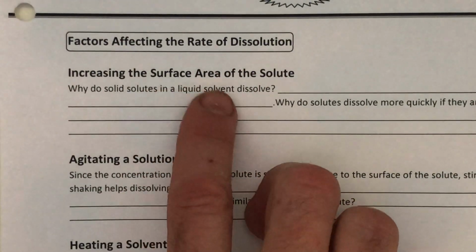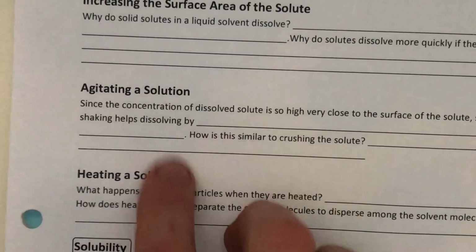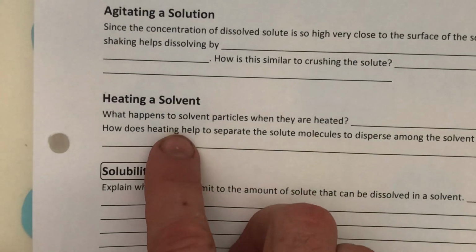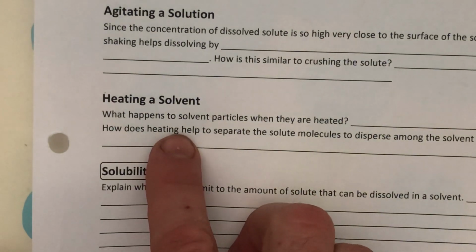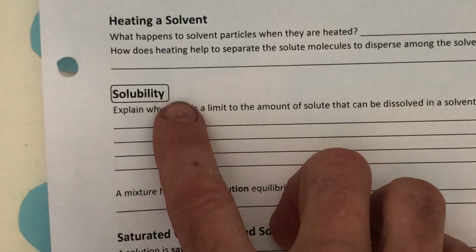We can increase the surface area by crushing it. We can agitate it, so we can stir it or shake the solution and it's going to dissolve faster. Or we can heat it up, and so we cause the kinetic energy of the molecules to rise, and so we'll see dissolution happen more quickly that way. But let's focus on solubility.